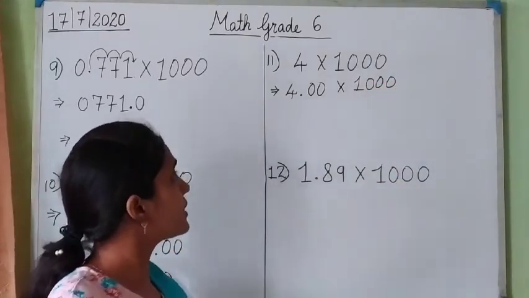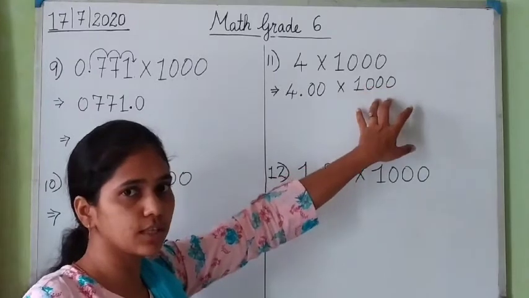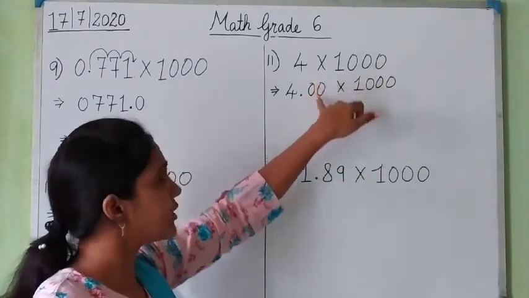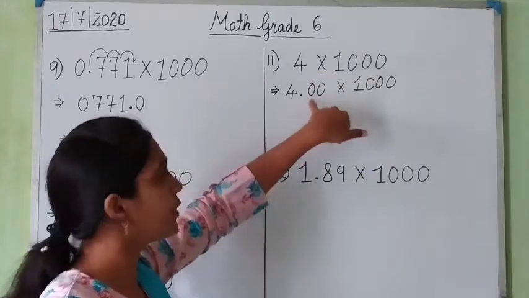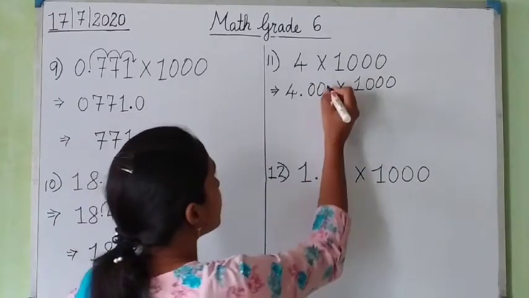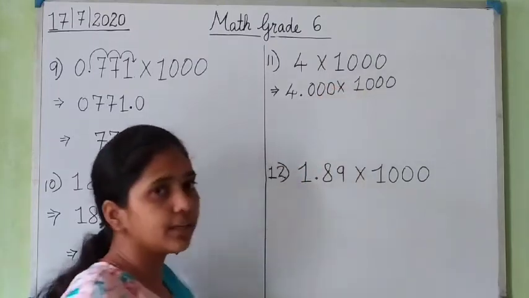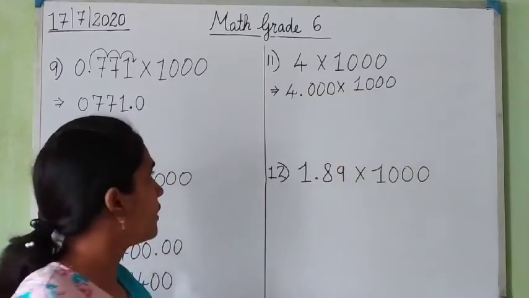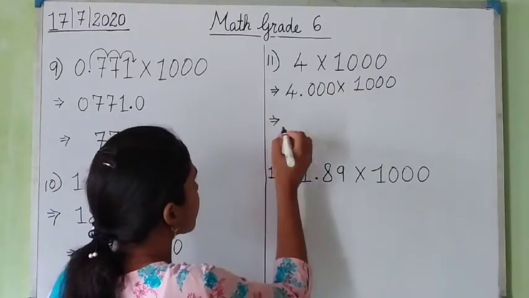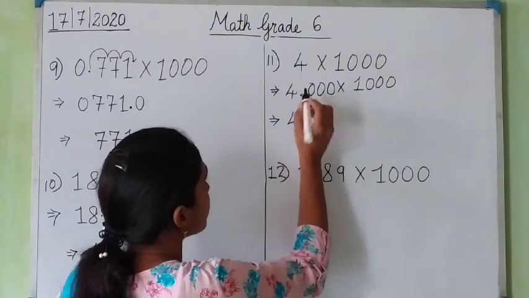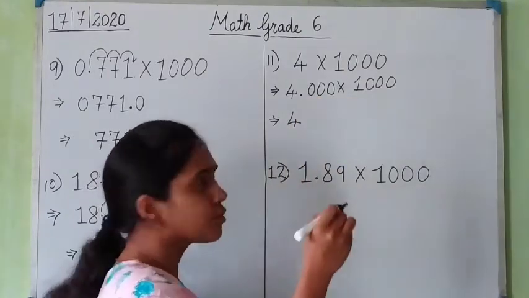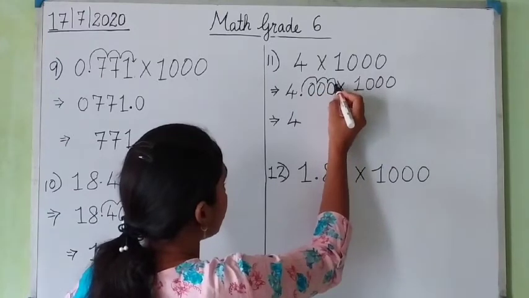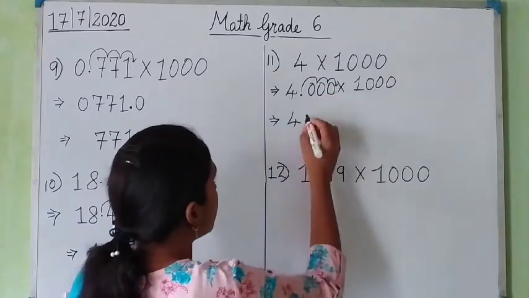But here you can see that there are 3 zeros in 1000. So we need 3 digits after the decimal point, right? But here we have taken only 2 zeros. So we can put 1 more zero here. That means it becomes 3. So we can shift the point 3 times towards the right. The decimal point is going to shift 3 digits towards the right. So this is 1, 2 and 3. So it will come here after this 0.